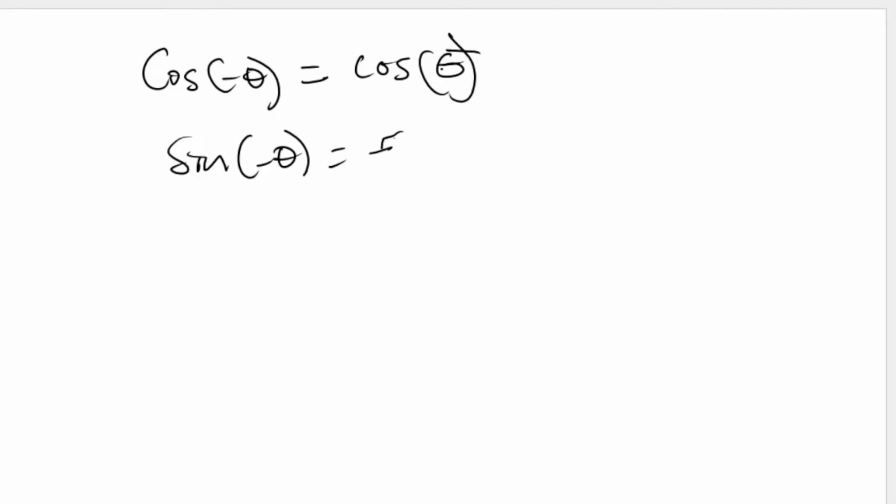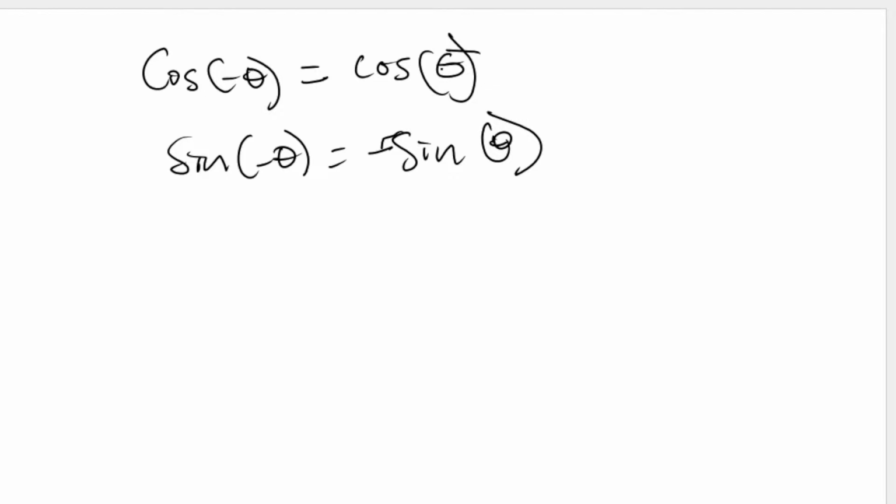Minus sine theta. Now this is the property of the trig function. So in essence, in place of theta, we'll be using W to represent it.